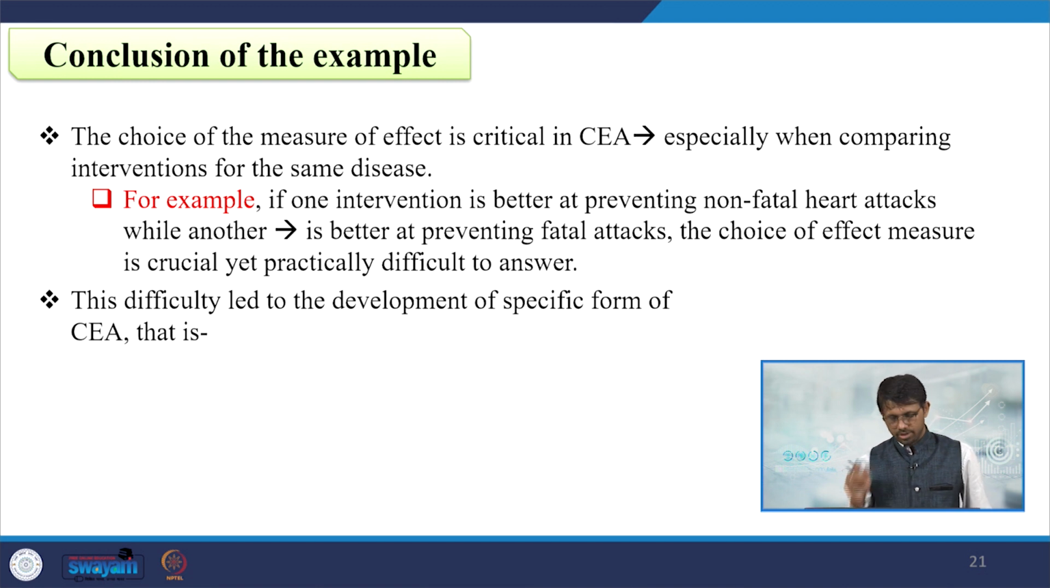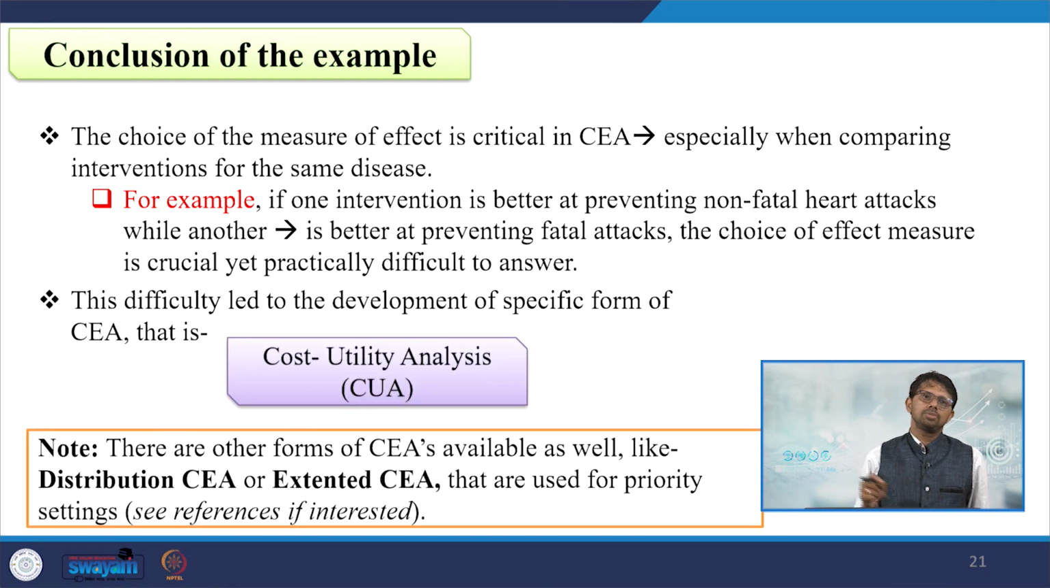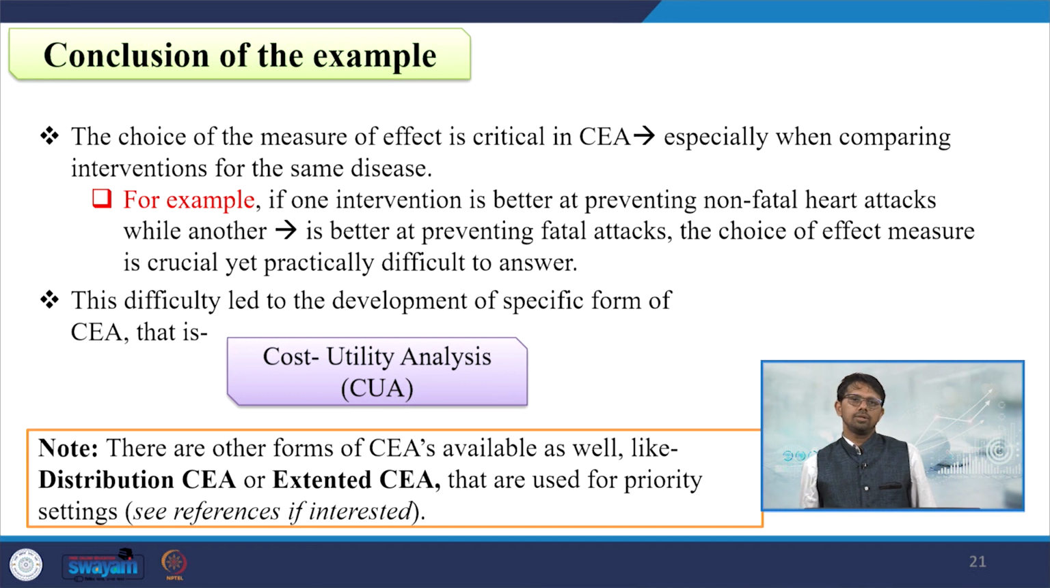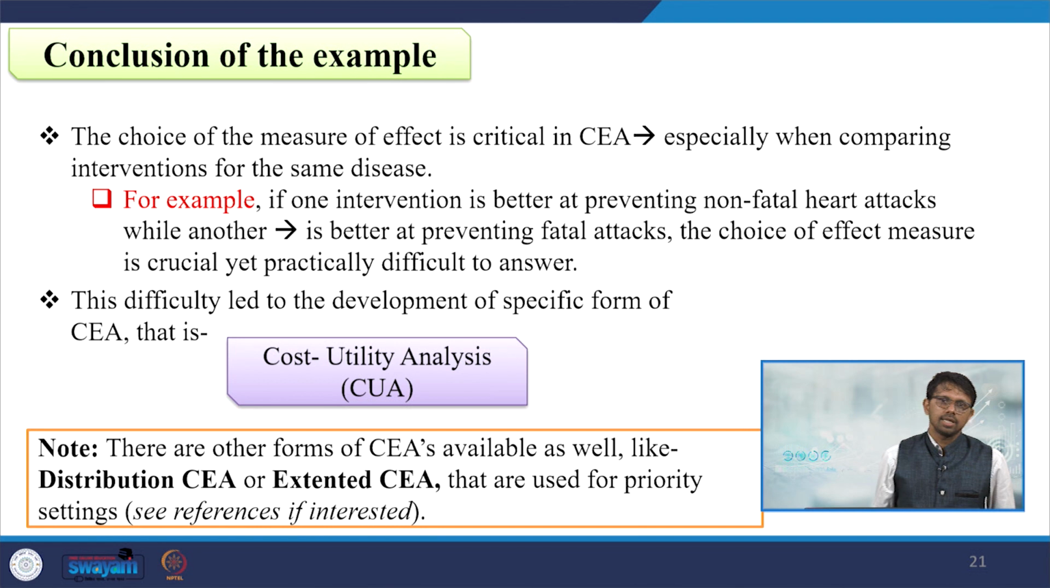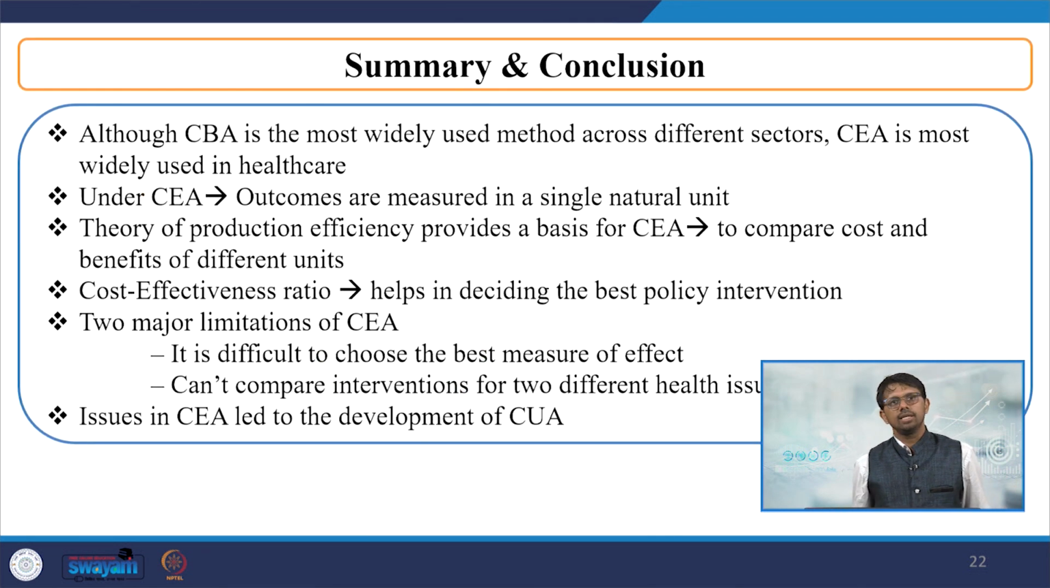This difficulty led to the development of a specific form of CEA, which we already started with, another category called cost utility analysis, or CUA. There are other forms of CEA available as well, like distributional CEA or extended CEA, that are used for priority setting. If you are interested, you can see the references which I have cited, and they will be useful for your reading.